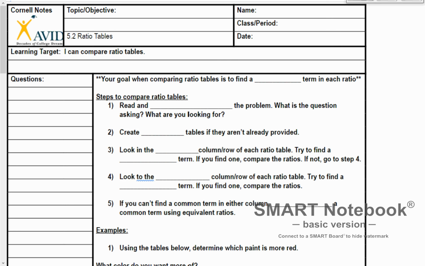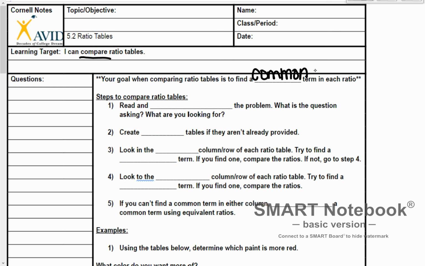Okay, so today we're going to build upon what we talked about with ratio tables, and we're going to learn how to compare two or more ratios in ratio tables. And your goal when comparing ratio tables is to find a common term in each ratio.